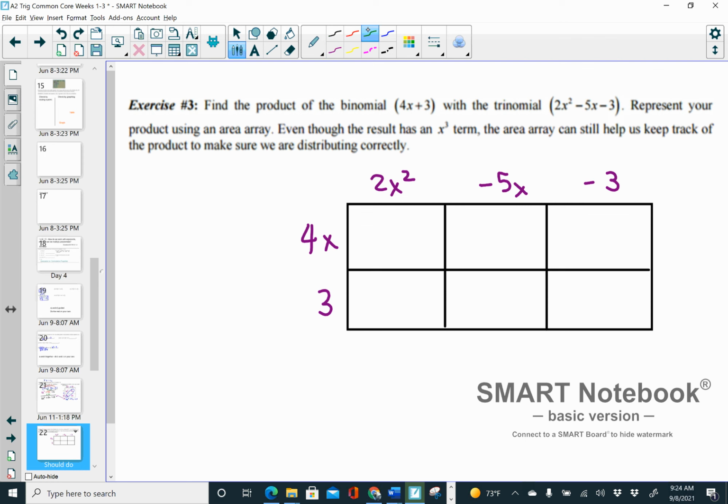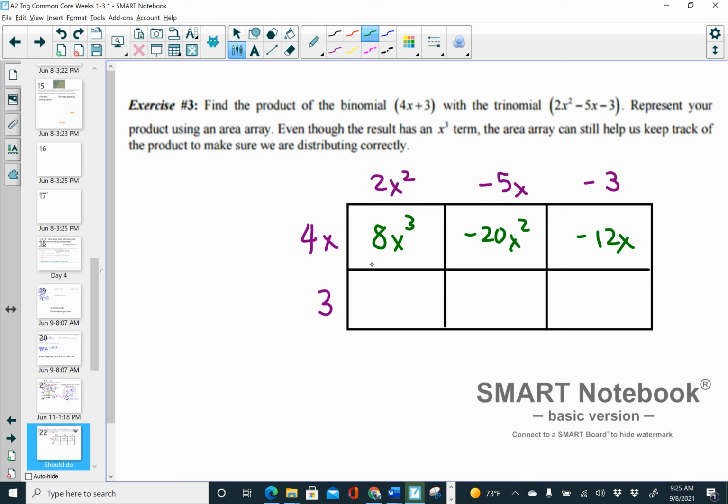So very quickly, you should pause the video here and try this yourself, and then play it back to make sure that you're doing it correct. 2x squared times 4x gives you 8x to the third. And this right here, I'm going to do 4x times negative 5x, which is negative 20x squared. Over here in this one right here, I'm going to do 4x times negative 3, which is negative 12x.